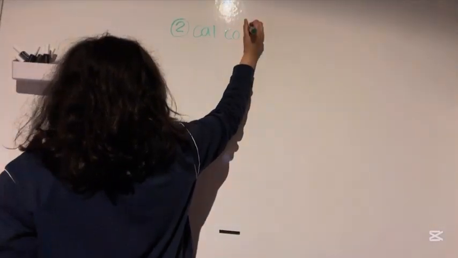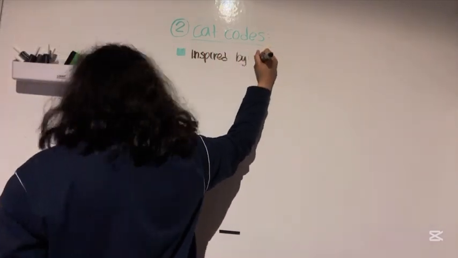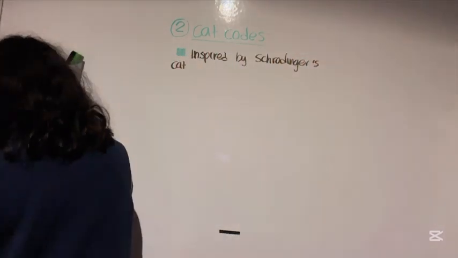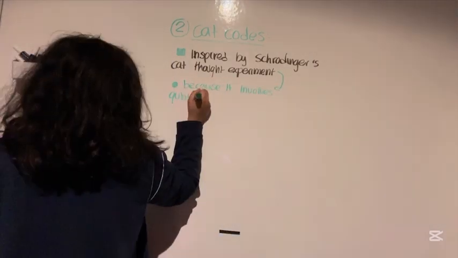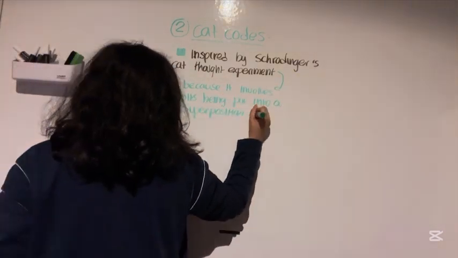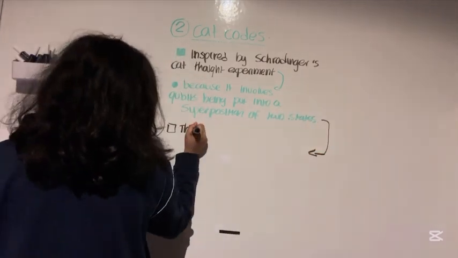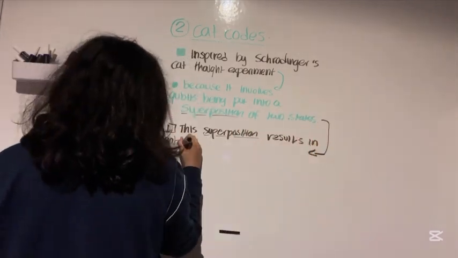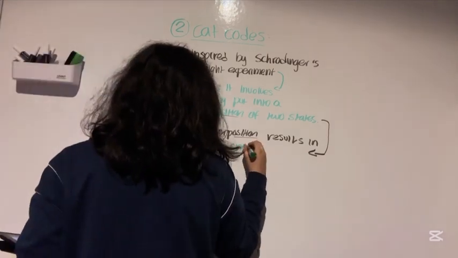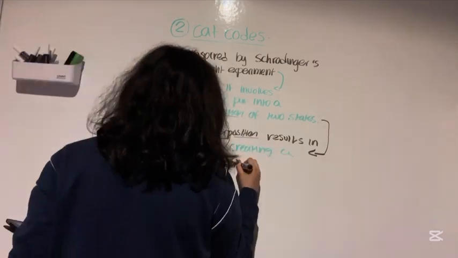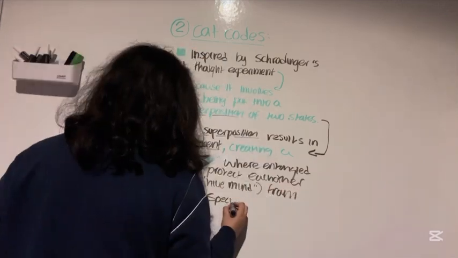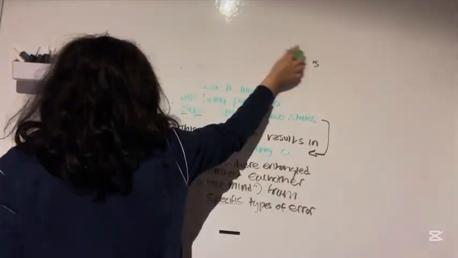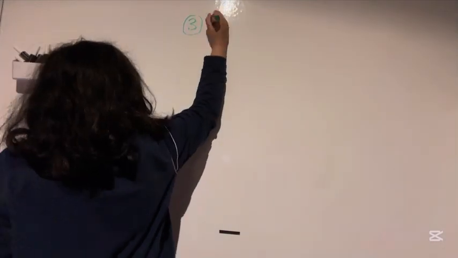The next form of quantum error correction we're talking about is cat codes, which is inspired by a Schrödinger's thought experiment with the cat that I'm sure you've heard of. It's related to this thought experiment because it involves qubits being put into superposition of two states, similarly to how the cat was in a superposition of life and death until you open the box. This superposition results in entanglement. This entanglement creates a cat state where entangled qubits protect each other from specific types of errors. By that, I mean it only protects against certain types, not all types of errors.